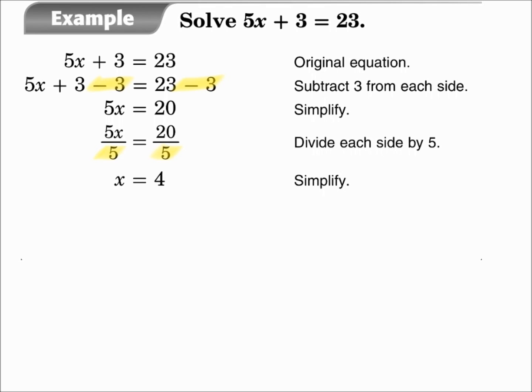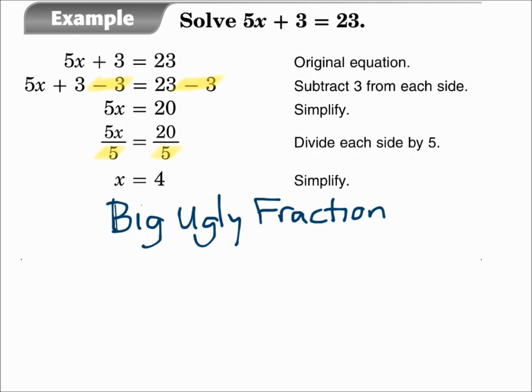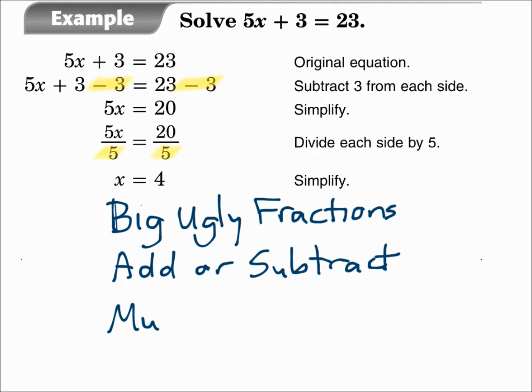For multi-step equations, the order we're going to follow is going to be the big ugly fractions, and what that means is a fraction that's pretty complicated, and to fix that you would multiply both sides by the common denominator. Once that's taken care of, do any adding or subtracting, and then finally multiply or divide. Remember, there are several ways to solve equations, but if you follow these steps, it'll work every time.